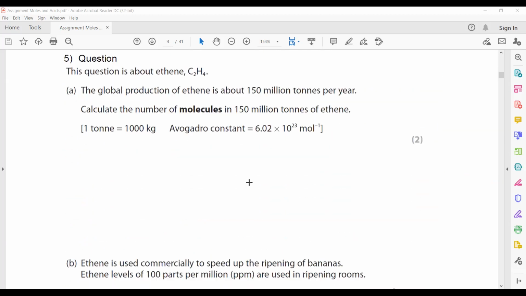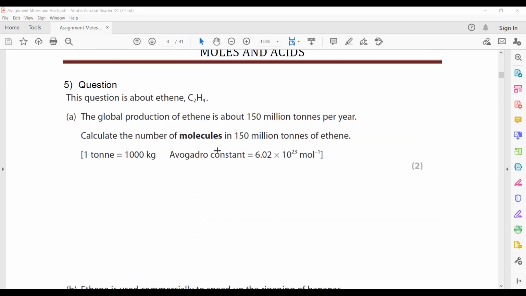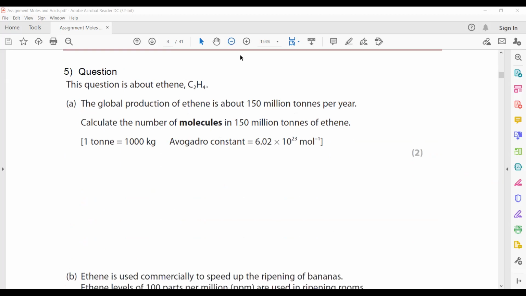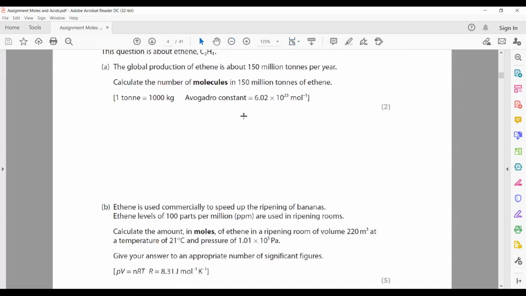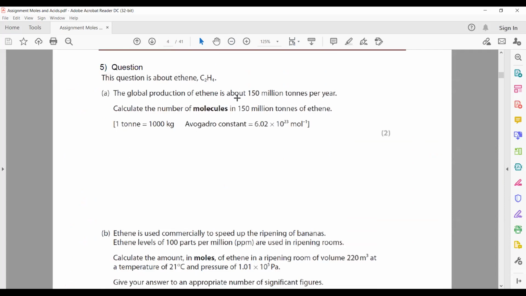Another question. This question is about ethene. The global production of ethene is about 150 million tons per year. Calculate the number of molecules in 150 million tons of ethene. And 1 ton is equal to 1000 kg. So first we'll get the moles of ethene.